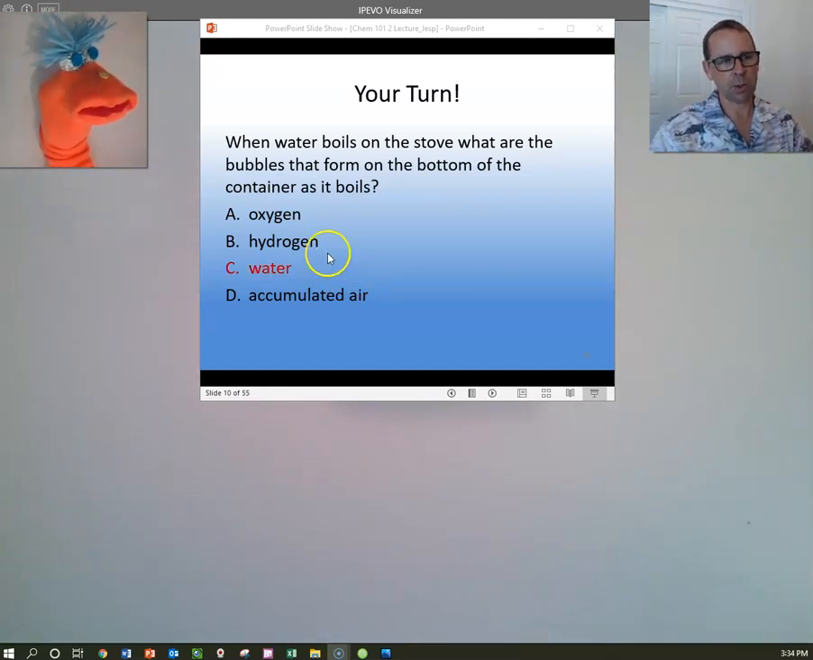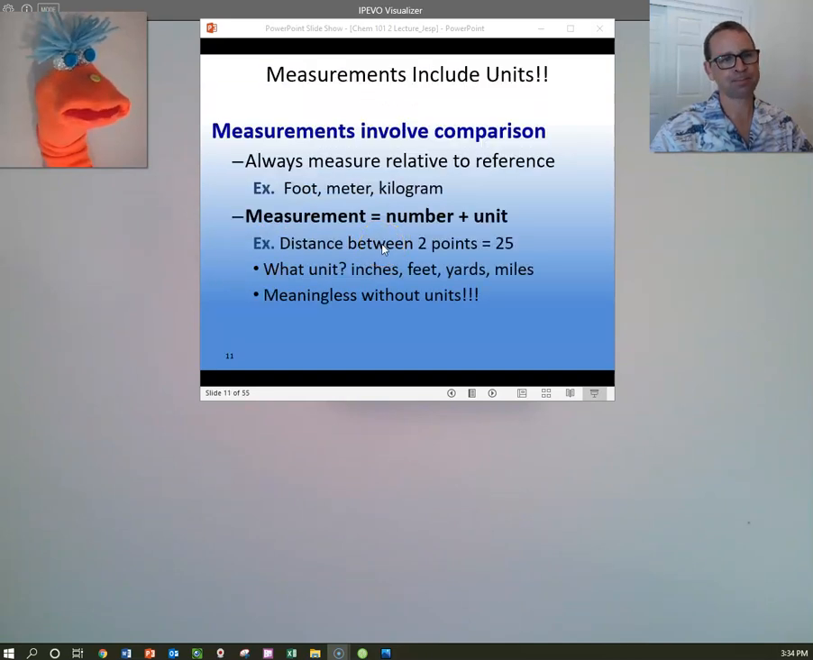Okay. So that's very important to recognize, that when water boils, it's not forming oxygen or hydrogen gas. It's not a chemical change. It's just a physical change. So you're changing the water from liquid to gas, but you're not actually making hydrogen or oxygen gas, which is a very important thing to recognize.